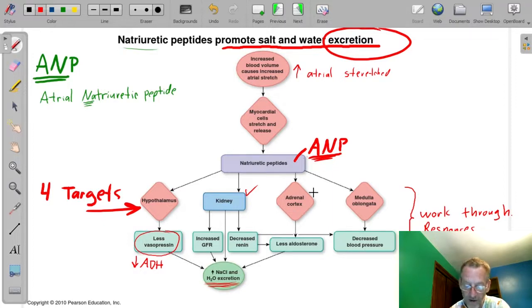Let's skip over to the adrenal cortex. ANP targets the cortex. Remember, what comes out of the cortex of relevance here in terms of sodium is aldosterone. So we release less aldosterone, we absorb less sodium, etc. And the medulla oblongata is affected by ANP, which lowers blood pressure. That would be through the cardiovascular control center.